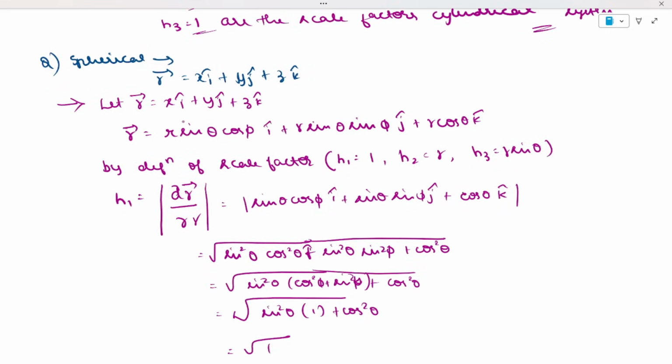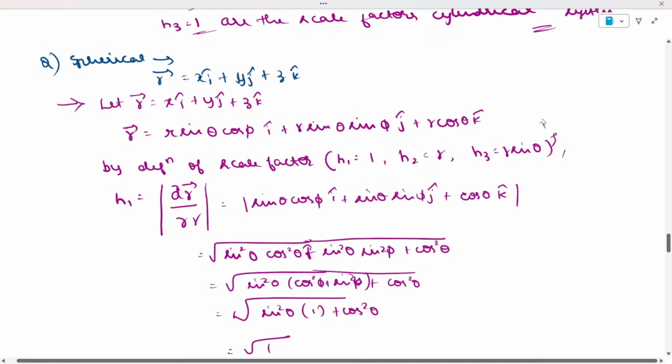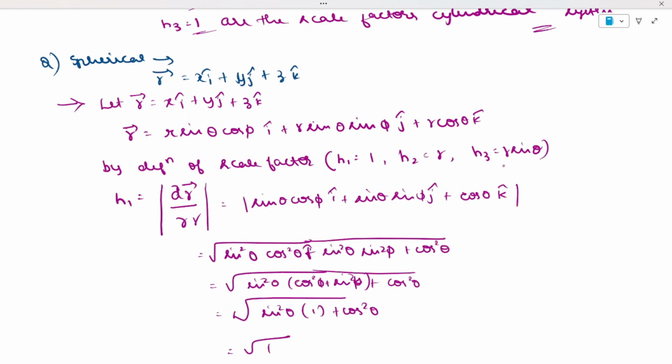Now we will do it for the spherical system. For the spherical system, you take the same vector components I have taken: r sin θ cos φ, r sin θ sin φ, and r cos θ k cap. By the definition, the scale factors will be 1, r, and r sin θ. For the cylindrical system it was 1, ρ, and 1, but here it is not like that: it is 1, r, and r sin θ.